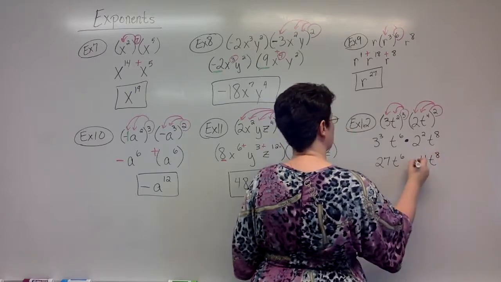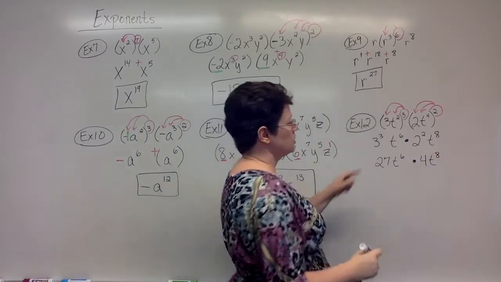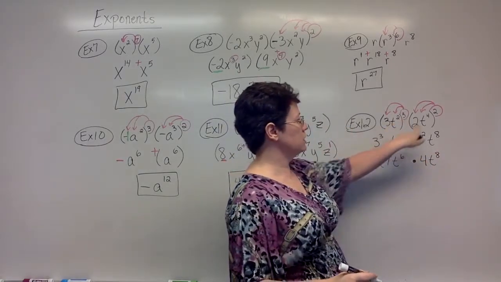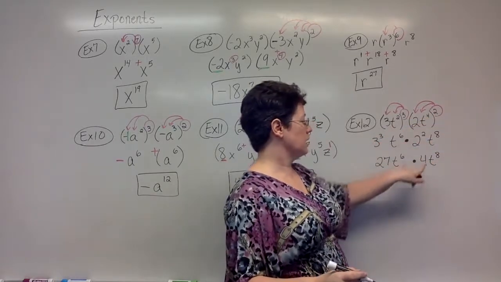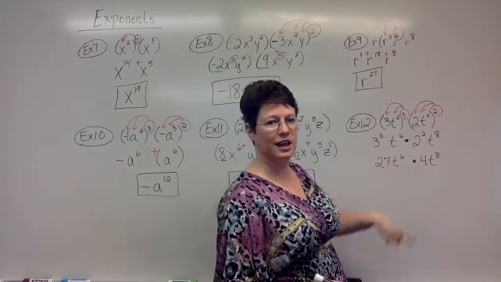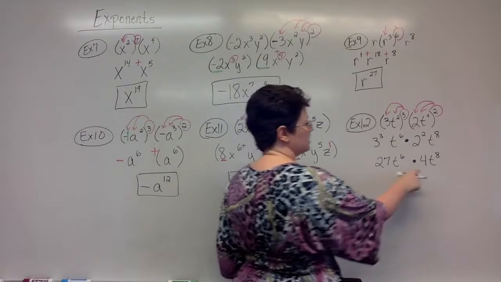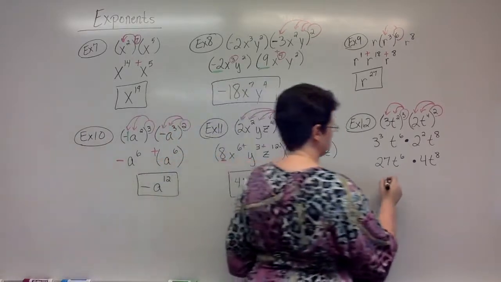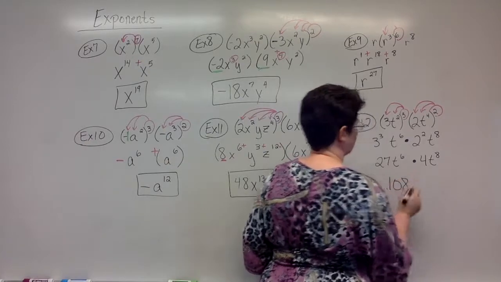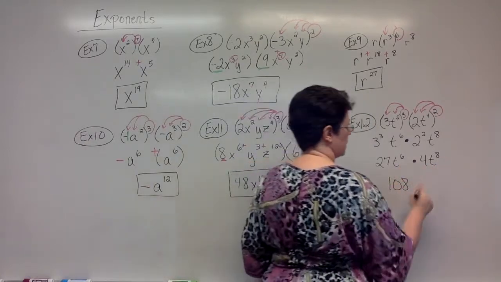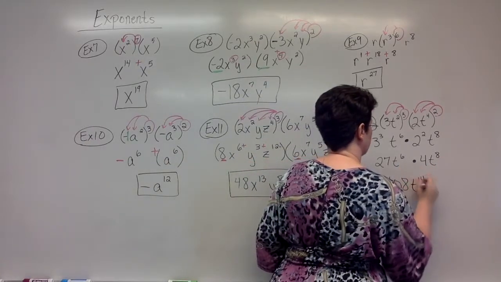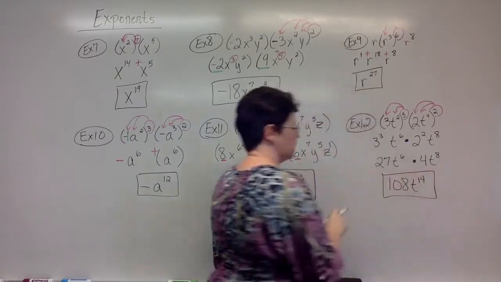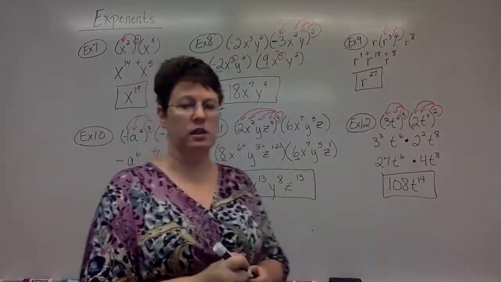Now notice I went ahead and multiplied my exponents. 2 times 3 is 6. 4 times 2 is 8. Have I added them yet? No. We're getting there. 27 times 4. What is 27 times 4? 108. Okay? And then 6 plus 8 is 14. All right? That's the simplified algebraic expression.